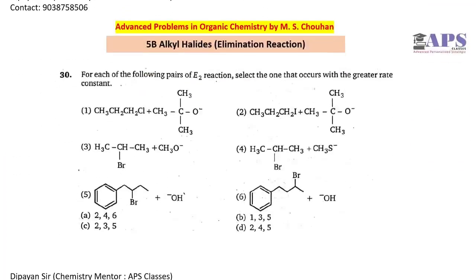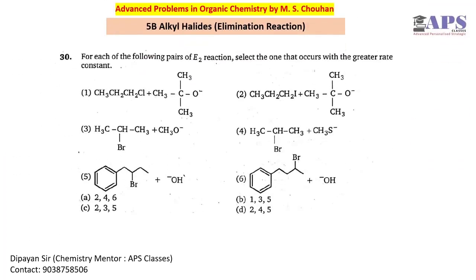The last question of this segment is, we have to find the following E2 reaction. Select the one that occurs with higher reaction rate. So between 1 and 2, if we compare, this is nothing but iodine and chlorine. So the better the leaving group, the more will be the rate of the reaction. Okay, so the iodo compound will be more reactive.